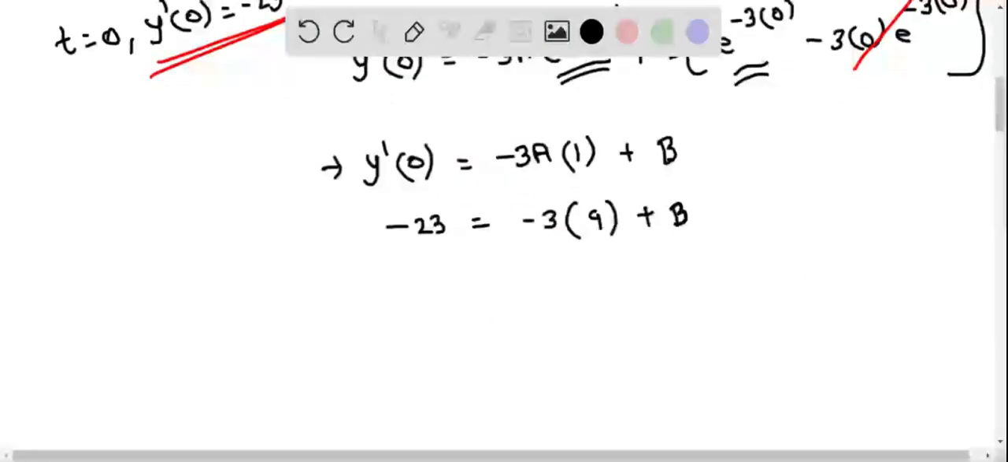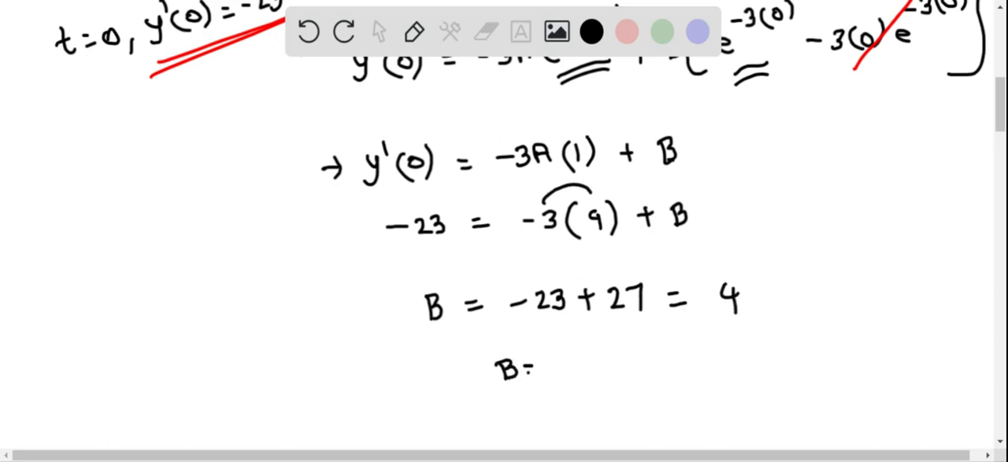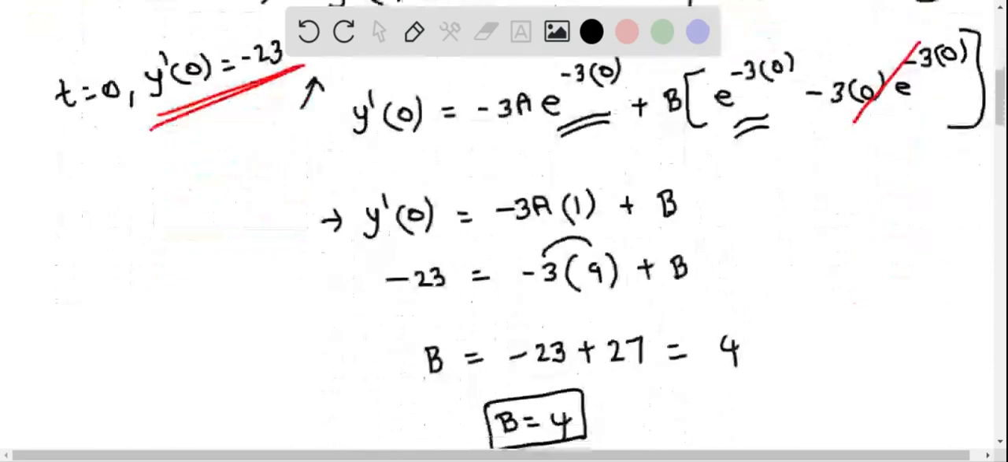So we can now determine this value of b when we add 27 to both sides. So this becomes negative 23 plus, this is negative 27, so that's why we add positive 27. So this becomes b equals 4. So we found the value of b, which is equal to 4. And we also determined the value of a, which equals 9.